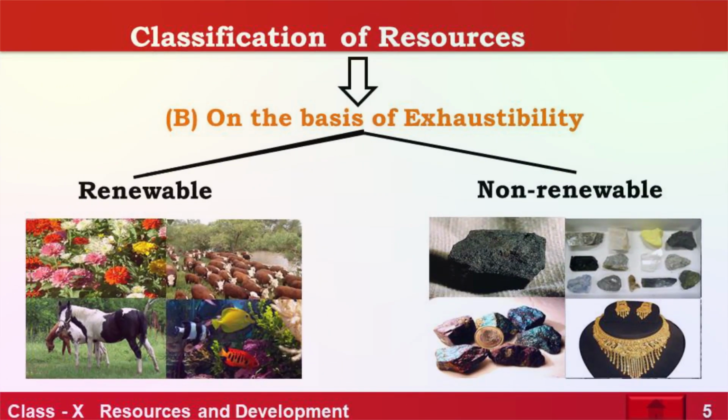Next, we have classification on the basis of exhaustibility. So the resources which are easy to renew. Assume you are planting 10 trees, so you know that after 5 or 6 years they will become big ones. So you have renewed them. So some resources can be renewed, but there are some resources which cannot be renewed. If you have burnt coal, you cannot build it in 10 years or 100 years. It takes thousands of years. So that means in your lifetime you are not able to renew coal. So resources can be renewed and cannot be renewed.